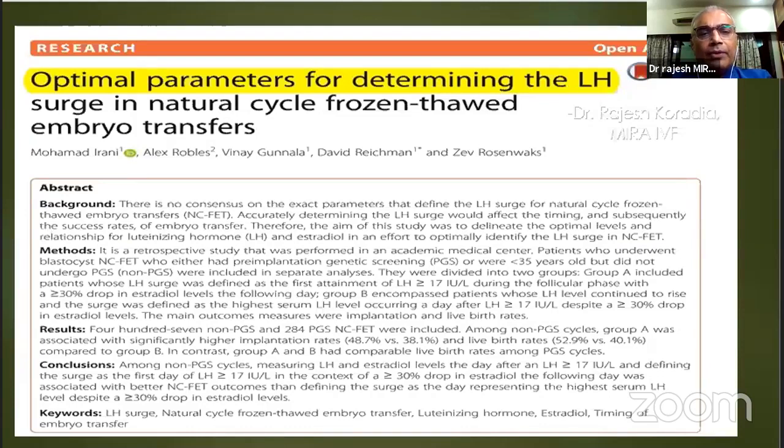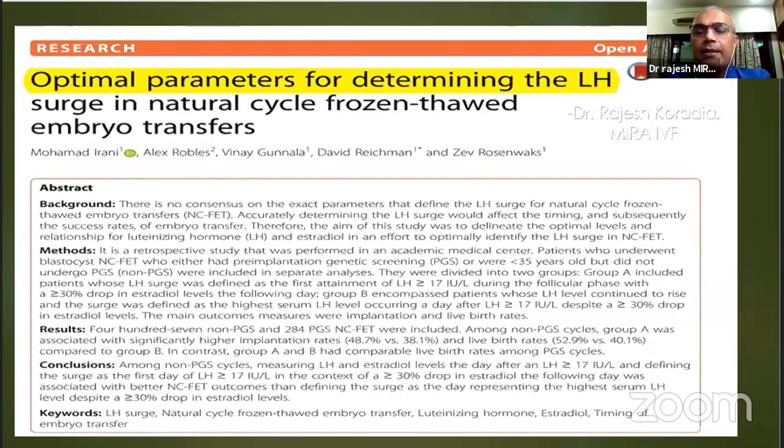The study on the result of natural cycle frozen embryo transfer has shown that the decline of E2 is more important than the highest peak LH day to determine the day of surge. To elaborate a little more, if you want to determine the LH surge, then you need to measure serum LH level, serum E2 level, and serum progesterone level.